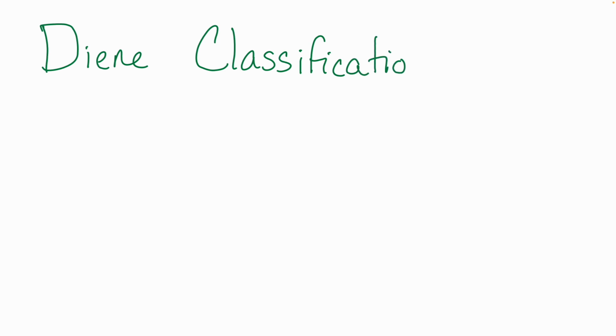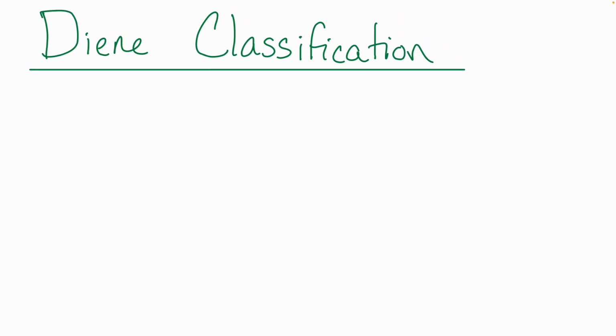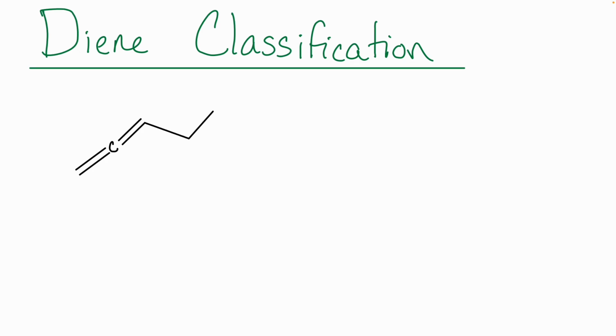All right, so now let's bring it back to what we were talking about, our dienes. And we have different classifications of our dienes. Okay, a diene is any molecule with two double bonds, but we're gonna have different classifications depending on how far apart those double bonds are. All right, so if those double bonds are literally right directly next to one another, so you got the same carbon attached to both of those double bonds, this would be what we call a cumulated double bond.